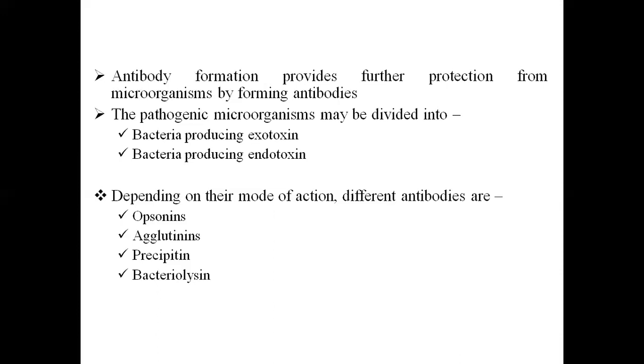First of all, in case of bacteria producing exotoxin, during their growth, some pathogenic bacteria form poisonous substances which diffuse through the bacterial cell wall into the medium in which the bacterial growth is taking place. Hence, it is called exotoxin. The reason behind calling it exotoxin is that the poisonous substance is diffusing out of the bacterial cell and coming into the medium where the bacterial growth is taking place. So that's why it is called exotoxin.